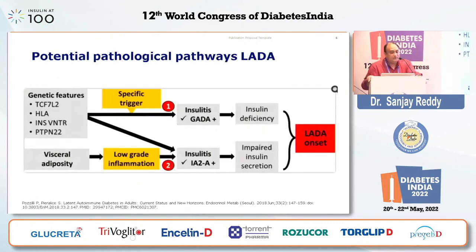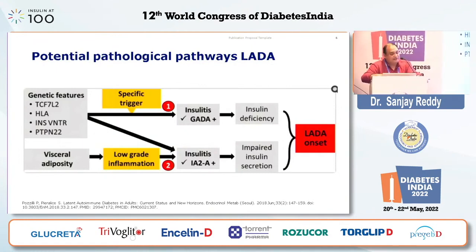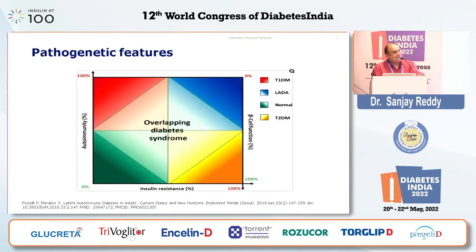So the pathophysiological mechanism, as usual, there should be some specific trigger, or it could be a low-grade infection. And this causes insulitis, GADA positive, or islet cell antibody positive, insulin deficiency, and impaired insulin action. Now, this is the pathogenetic feature. It can overlap anything: type 1, LADA, normal, type 2. So it's very confusing from day one to make a diagnosis without following the patient.